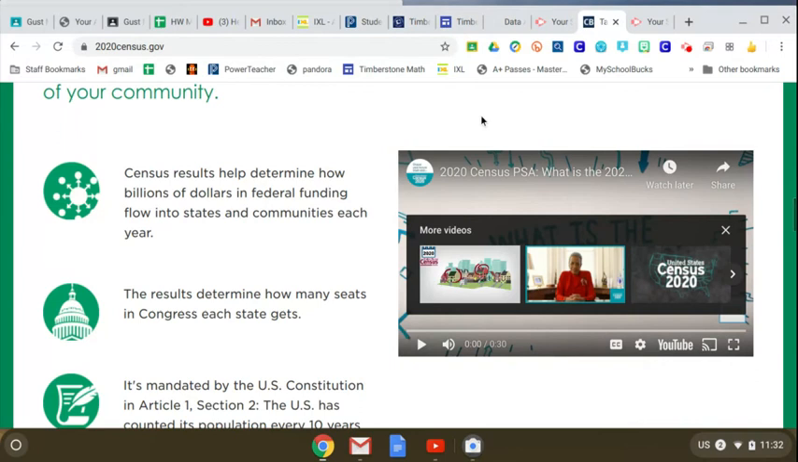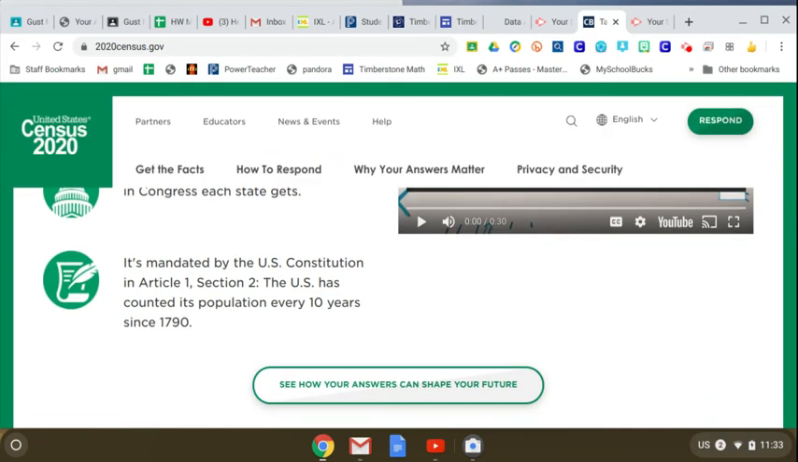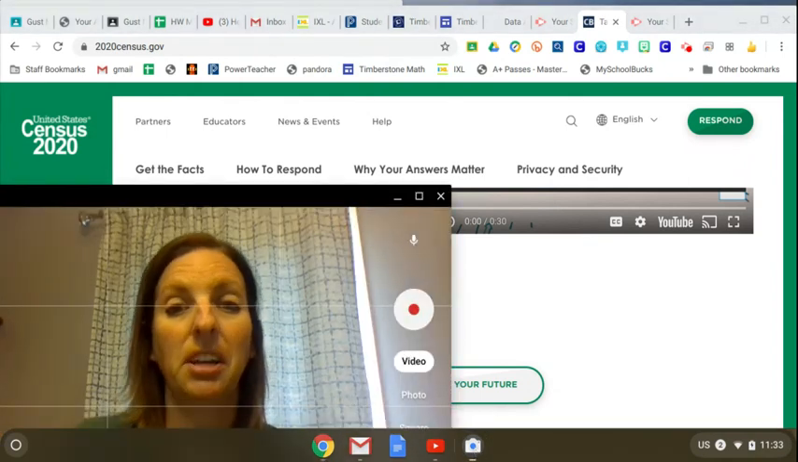So one of the things that it pointed out was how helpful it is to collect this data to figure out how to distribute the funding in your state or community. It also is important in the social studies aspect because it helps determine how many seats in Congress each state gets. And what I thought was pretty cool was this has been happening since 1790. So every 10 years since 1790, they've had to figure out how many people live in the United States. And this is according to the US Constitution, which is pretty important.